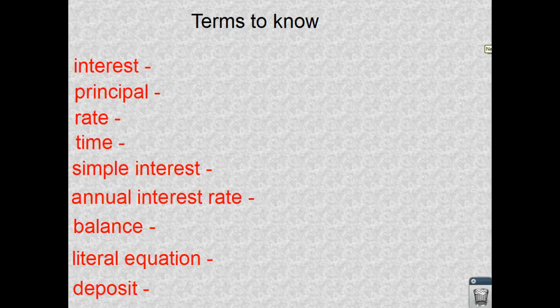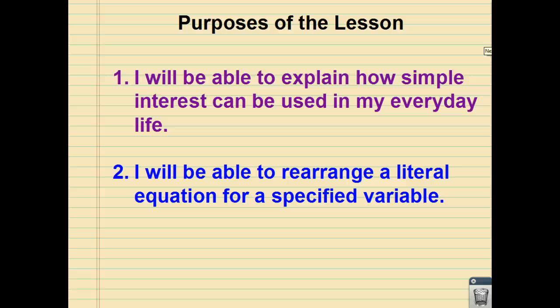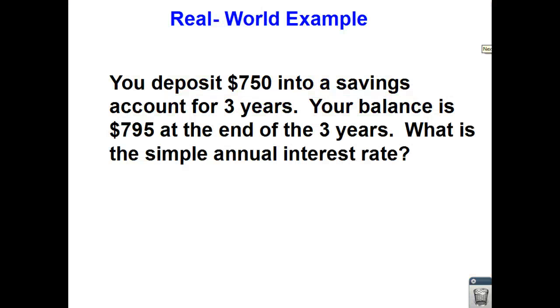This is a very vocab heavy section today. Please copy these words down in your journal and define them. Purposes of today's lesson. By the end of the lesson, you will be able to explain how simple interest can be used in your everyday life, and you will also be able to rearrange a literal equation for a specified variable. And we're going to talk about that throughout the next few slides here.